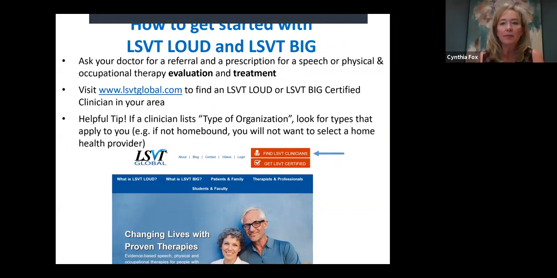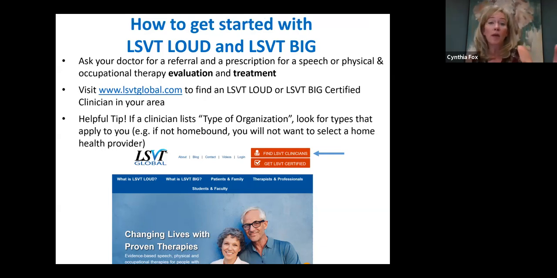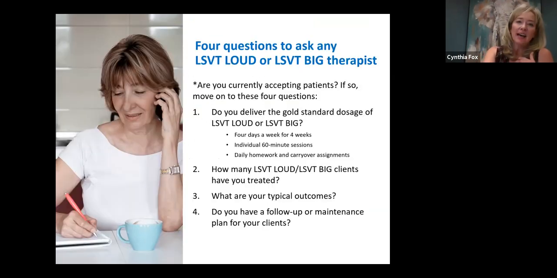You can type in your zip code, up pops a list. If you click type of organization and the clinician lists it, you can see if they're a home health, outpatient, private practice, and that may help guide where you're looking. Also, you can just contact us at any time and we will help you with that search. And Willa, who you met at the beginning, is our person who manages that.